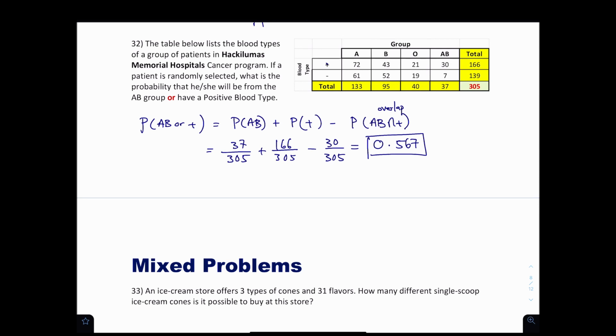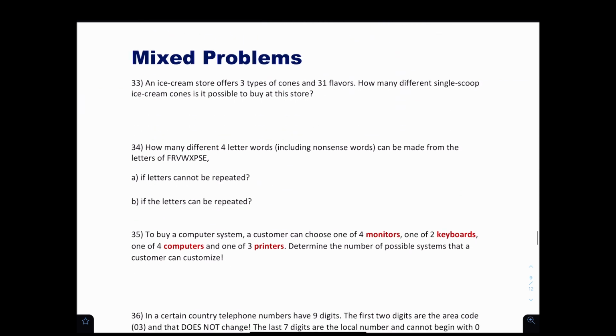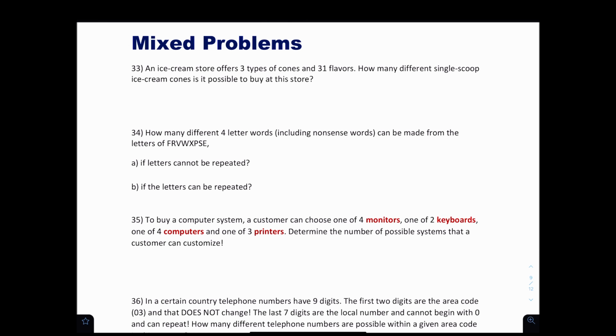Excellent. Let's move on to a few of the mixed problems here, which review everything we've done before. An ice cream store offers 3 types of cones and 31 types of flavors. How many different single scoop ice cream cones is it possible to buy at the store? Okay, this is a straightforward MN rule, where you multiply the number of choices. Here you have 2 positions, so to speak: types and flavors. And you have to multiply them.